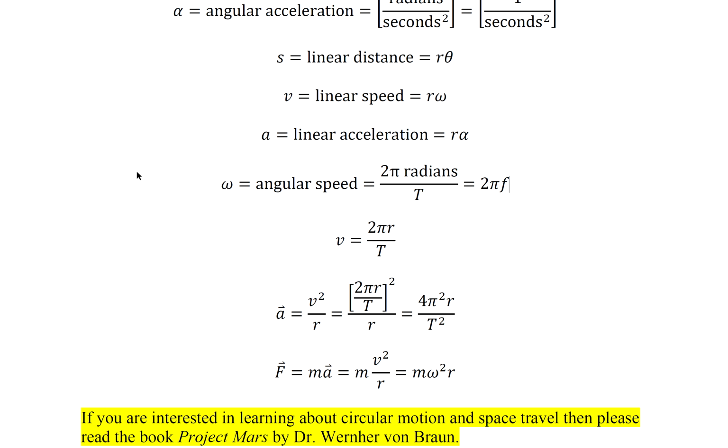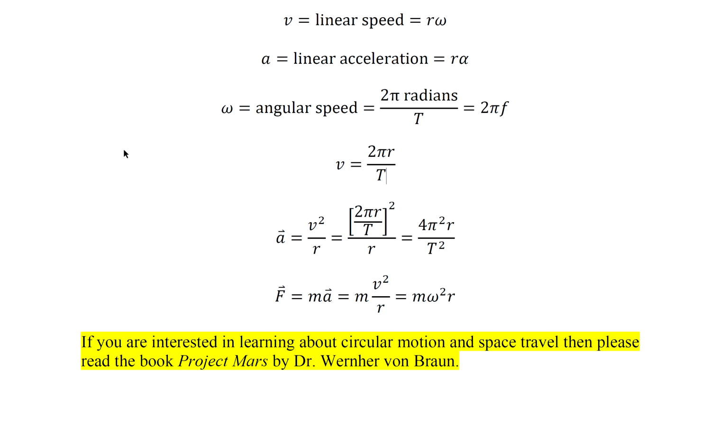T stands for period. F stands for frequency, so write this down. The speed in a circle is 2 pi radius divided by the period. So it's distance over time. Distance is 2 pi r, time is period. Acceleration is v squared over r. F equals ma equals mv squared over r.